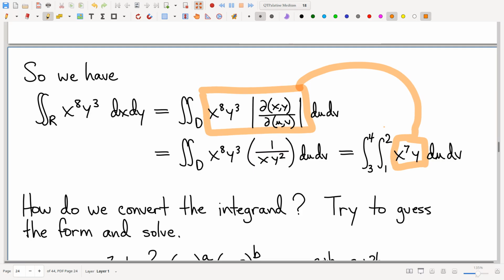So here's the good news. Technically, I don't need to know the formula for x, and I don't need to know the formula for y. All I really need, with the stretching factor included, is to know how to rewrite my new integrand. It's x to the 7th times y. That's all I actually need to be able to convert into u's and v's. So that's the good news.